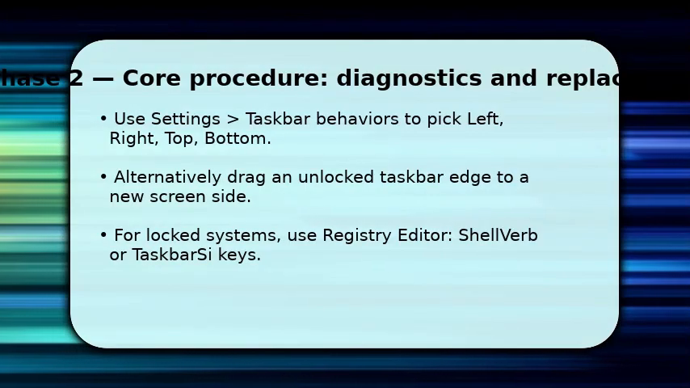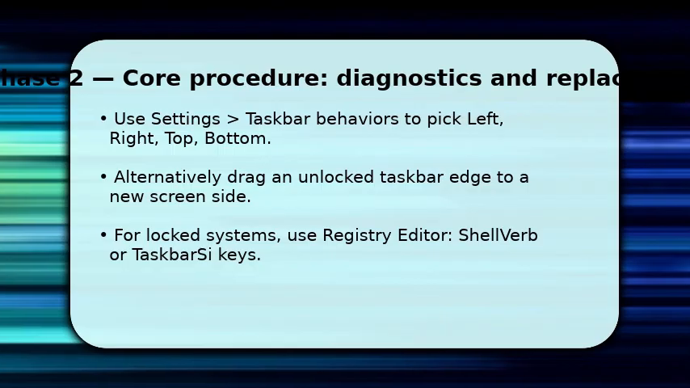In Windows 11, open Taskbar Behaviors and select the taskbar alignment or location. Choose left, right, top, or bottom. If your OS allows, unlock and drag the bar to a new screen side. This is quick and tactile.